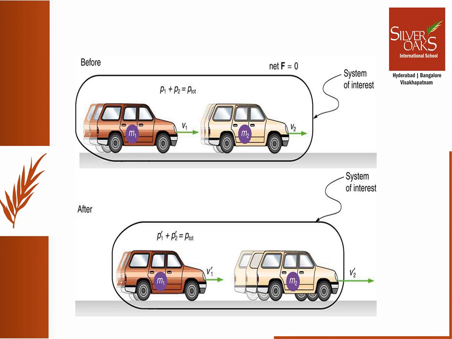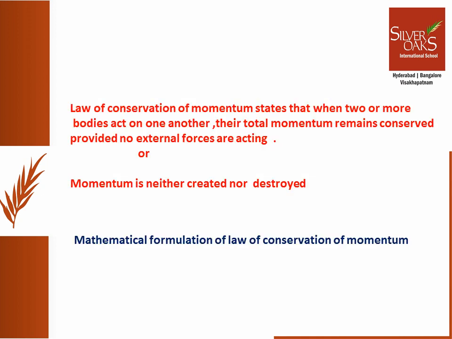The momentum lost by the first car has been gained by the second car. Although the momentum of each car is changed, the total momentum, that is momentum before and after collision, remains same. Therefore, law of conservation of momentum states that when two or more bodies act on one another, their total momentum remains conserved provided no external forces are acting on the bodies. It can also be stated as momentum is neither created nor destroyed.